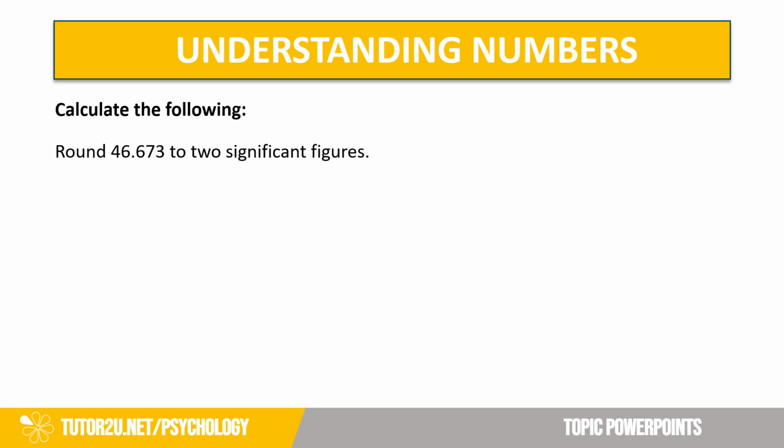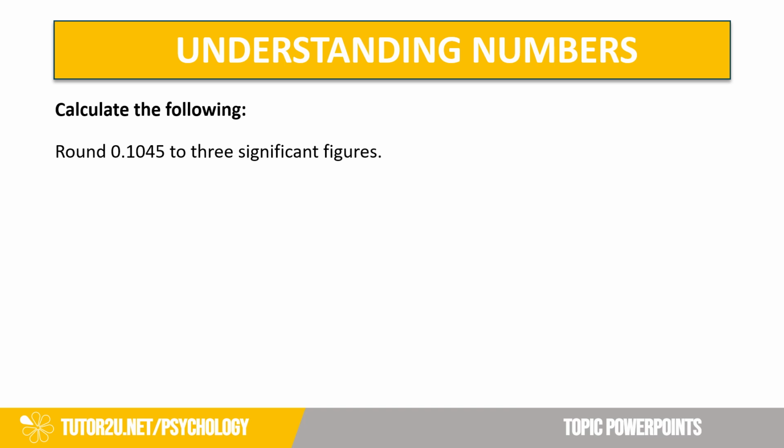So calculate the following. We've now got: round 46.673 to 2 significant figures. So if you wanted to pause the video now to have a go, do so, and then we'll shortly be going through the answer. And we can see here our answer rounded to 2 significant figures is 47. So it's all rounded up to the highest figure.